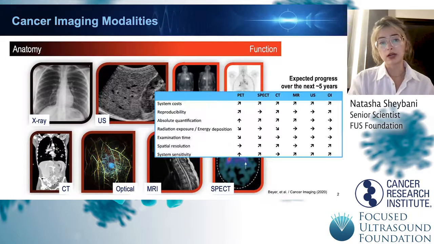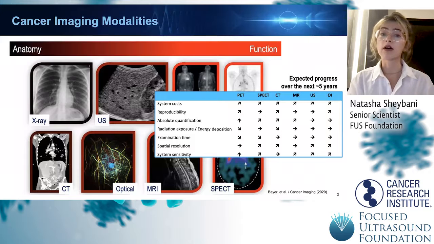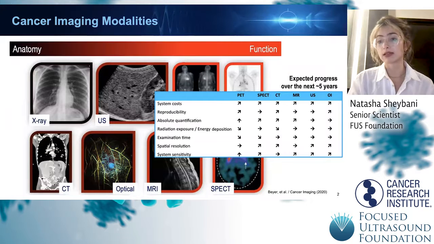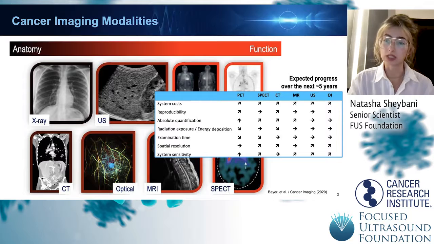The table here shows experts' take on the expected advancement of these imaging modalities over the next 5 years. And while parameters like spatial resolution, reproducibility, and system sensitivity are expected to improve, the burden of other factors like examination time and radiation exposure is expected to decrease. And all of these are, of course, positive for the future of advanced imaging. With these advancements, however, it is likely that the system costs will continue to rise.